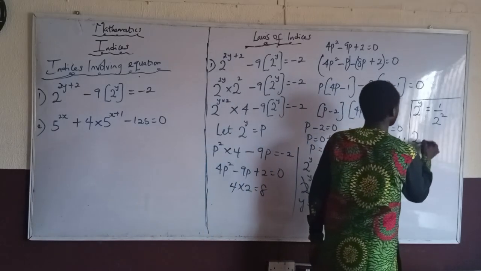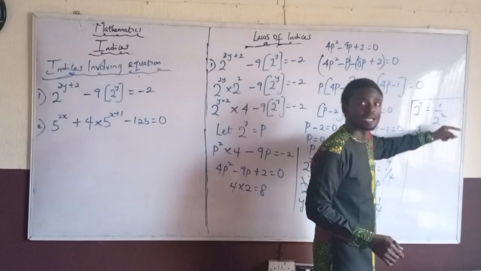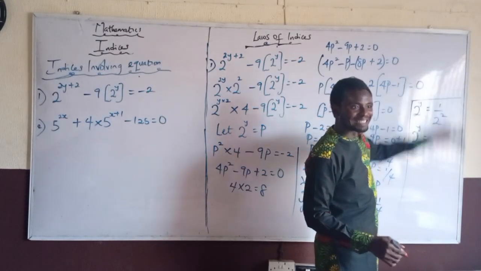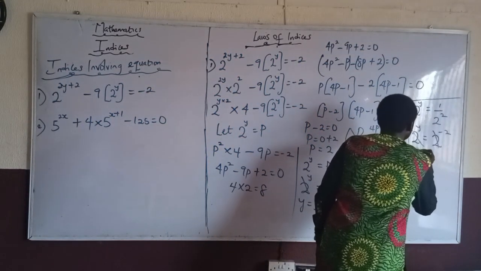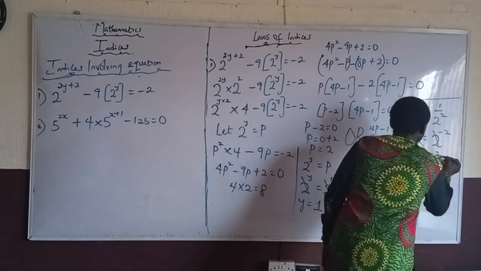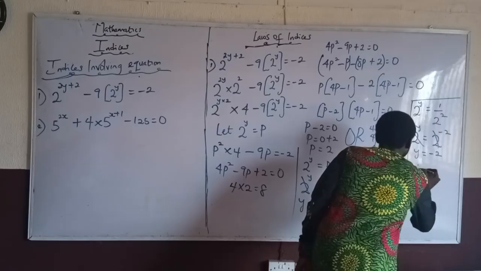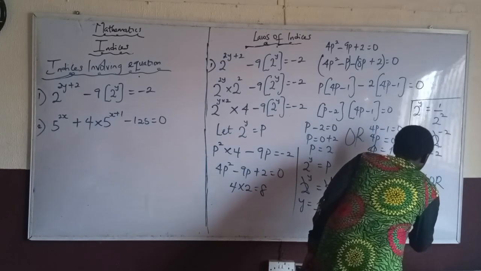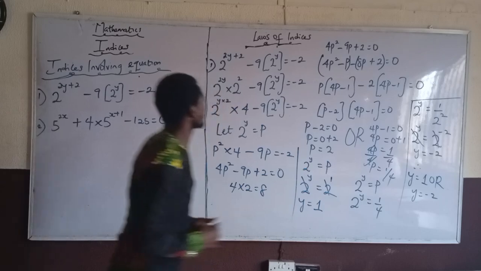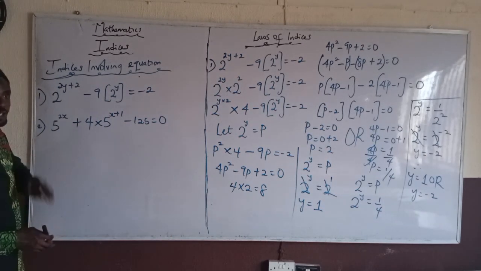So here becomes 2 raised power y equals, this is a positive power. If I bring it up, becomes what? Negative. That is 2 raised power minus 2. 2 cancels 2. y is equal to what? Minus 2. So therefore, y is equal to 1 or y is equal to minus 2. So that is the first part of indices leading to quadratic equation.